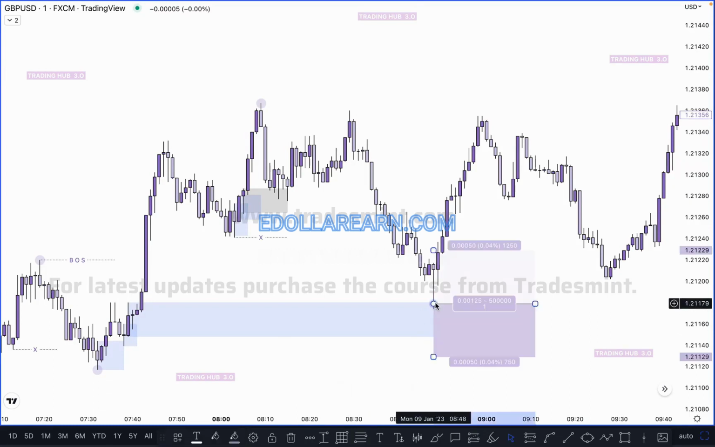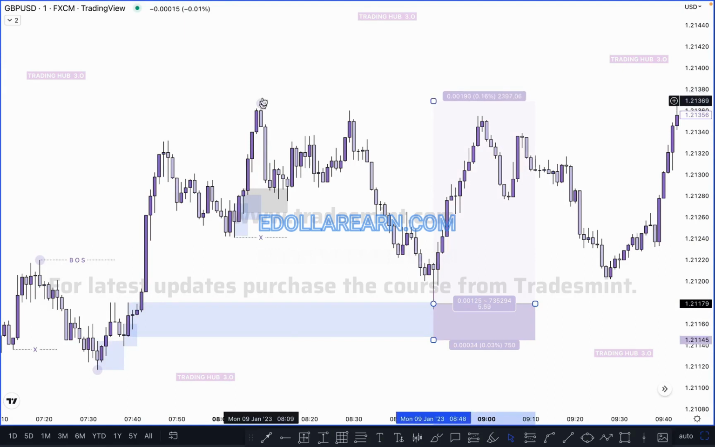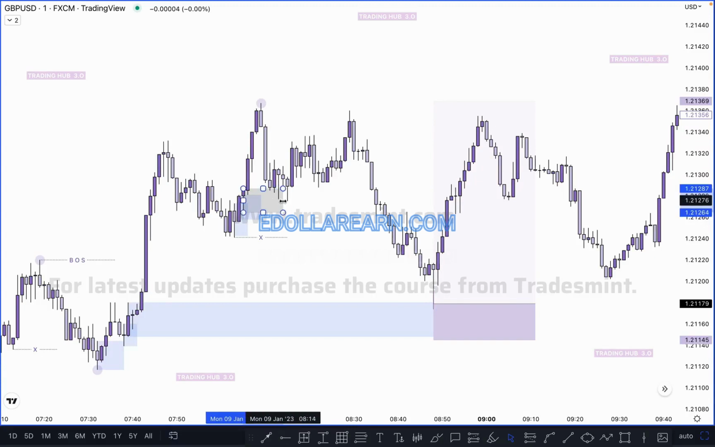So this one is our valid entry for the buy, because the price took out the liquidity, and this was our valid order block where proper imbalance is available. Okay, so this is our first entry here, but this one is not a valid entry as per our plan, and this one is our extreme.